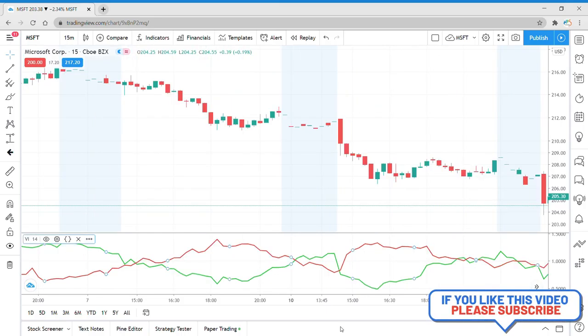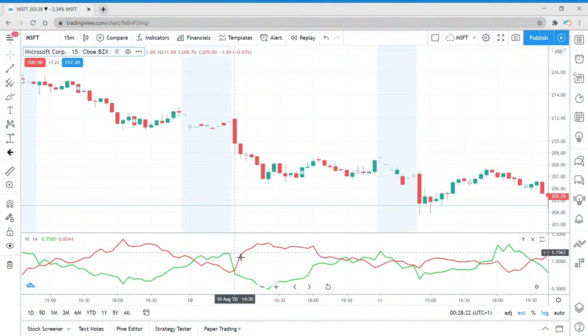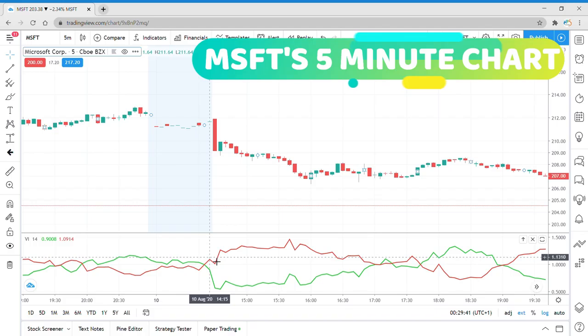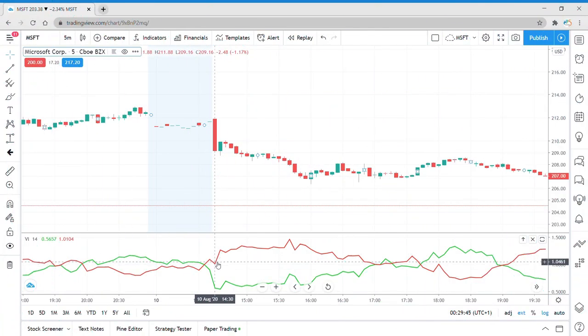Friends, this is Microsoft's 15-minute chart. The crossover took place on the 10th of August at 2:30. If you go to a shorter time frame and there's a crossover at this point in time, then we can take a short trade. So friends, on the 10th of August at 2:30, there was a crossover. The red line is above the green line, so we can take a short position here.